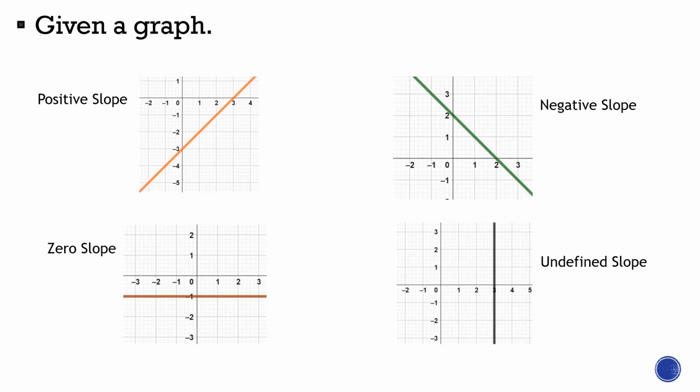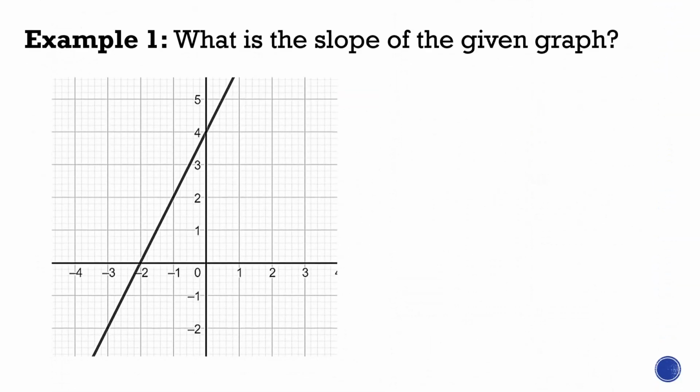Because this is the first thing we need to know: is it a positive slope, a negative slope, undefined, or zero? Of course, if it's undefined, there's no need for us to solve that. And if it's a zero slope, like in this case, we're done. We already know that the slope is zero if it's a horizontal line. So let's begin with this one. Is this a positive slope or a negative slope? That is right. That is a positive slope.